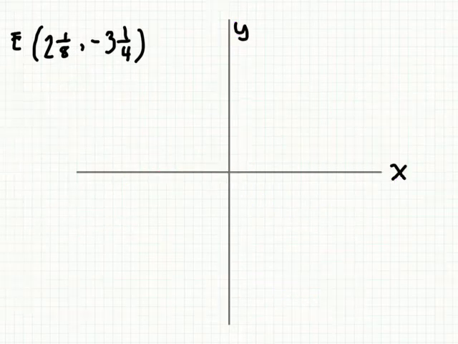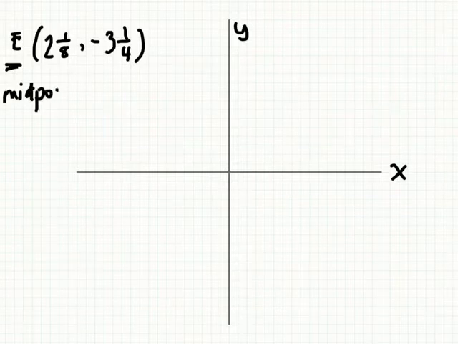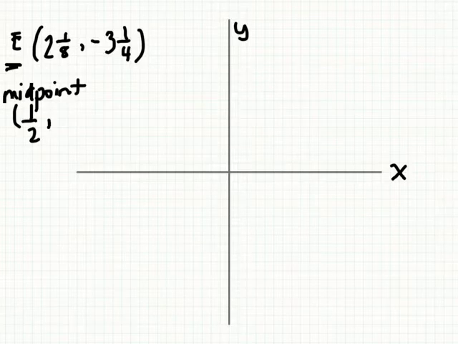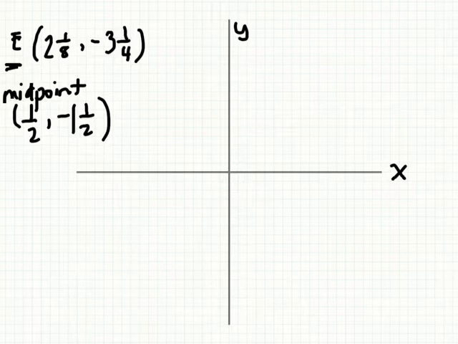Okay, in this next example, we're told that a line segment EF has an endpoint E, which is at 2 1/8 and negative 3 1/4, which we'll graph in a minute. And then they tell you that the midpoint is 1/2 and negative 1 1/2.